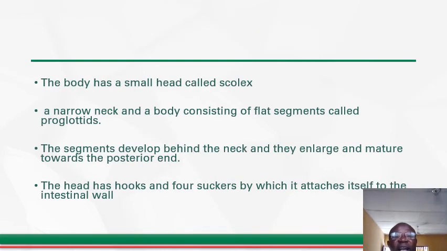The body has a small head that we call the scolex. It also has a narrow neck and a body consisting of flat segments, and we call those segments proglottides. The segments develop behind the neck and they enlarge and mature toward the posterior end. So the young segments are found toward the head, while the older ones are found toward the posterior end, that is, toward the tail. The head has hooks and 4 suckers by which it attaches itself to the intestinal wall of its host.